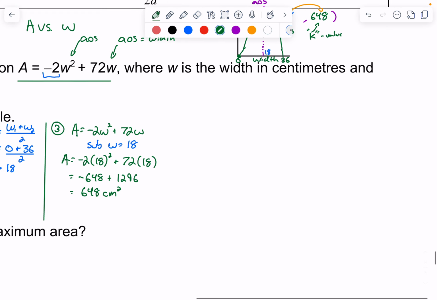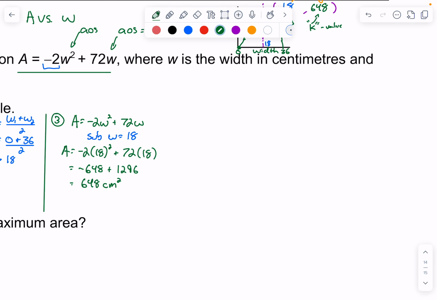That's what makes these problems hard. It's honestly just understanding what it is you're actually calculating. You're not just calculating x and y coordinates anymore. They're word problems. So therefore, the max area is 648 centimeters squared.